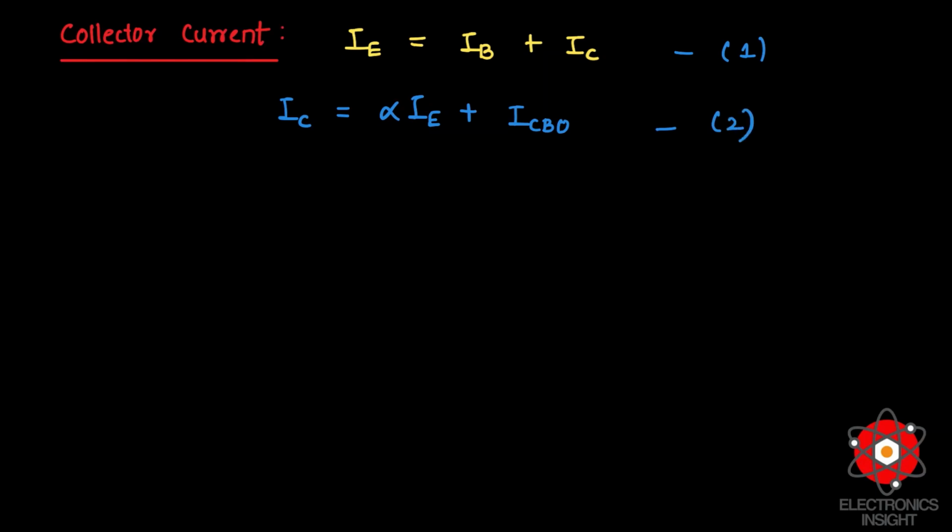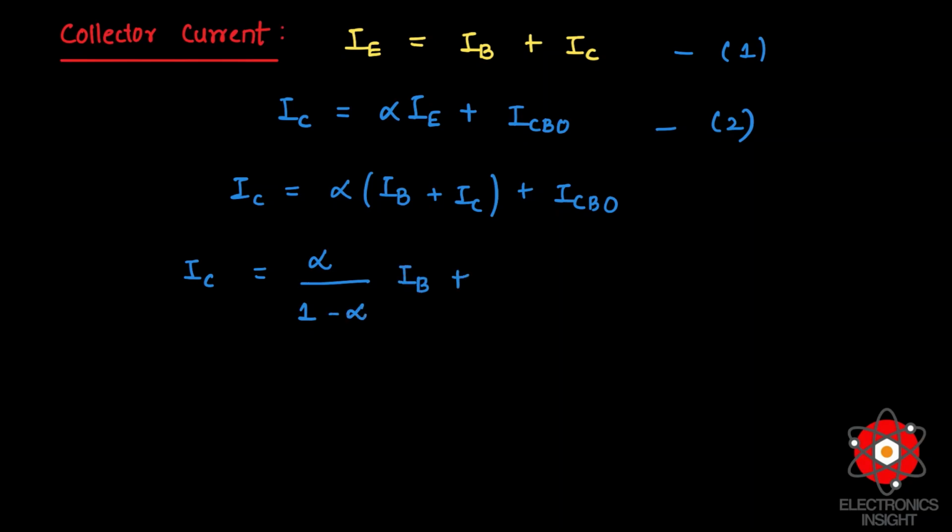From the expression 2, when we substitute it for IE, this will become alpha times IB plus IC plus ICBO. And we know the final expression of IC can also be written as alpha by 1 minus alpha into IB plus 1 by 1 minus alpha times ICBO. And we know that ICBO is the leakage current in the common base connection.